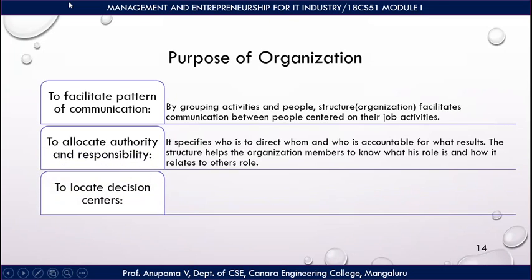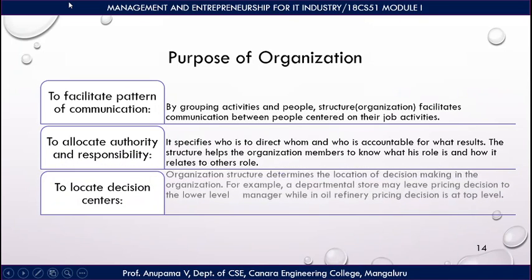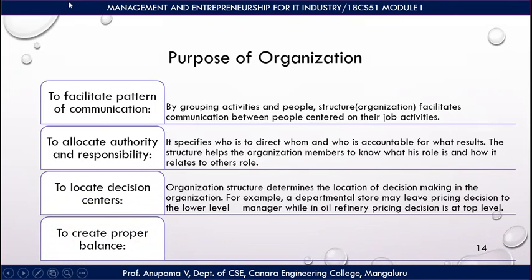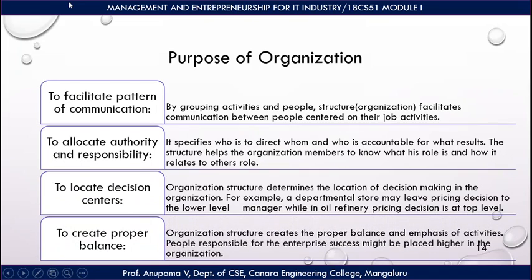The next purpose is to locate decision centers. Organization structure determines the location of decision making in the organization. For example, a department store may leave pricing decisions to the lower level manager while in an oil refinery pricing decisions are at the top level. The last purpose of organization is to create proper balance. Organization structure creates the proper balance and emphasis of activity. People responsible for the enterprise's success might be placed higher in the organization.